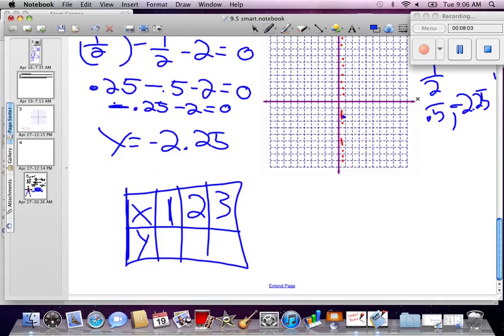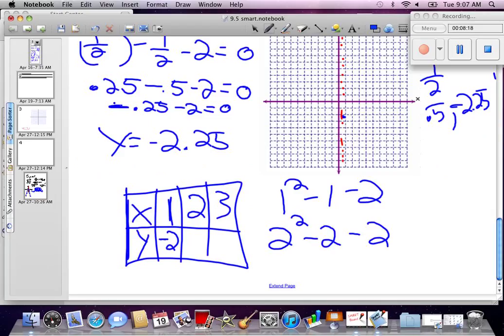So all I'm doing with these is plugging it into my original equation. 1 squared minus 1 minus 2. 1 squared is 1, 1 minus 1 is 0, so I get negative 2. Now I do 2 squared minus 2 minus 2. 2 squared is 4, 4 minus 2 is 2. 2 minus 2 gives me 0. Now I'm going to do 3 squared minus 3 minus 2. 3 squared is 9, 9 minus 3 is 6, 6 minus 2 is 4.